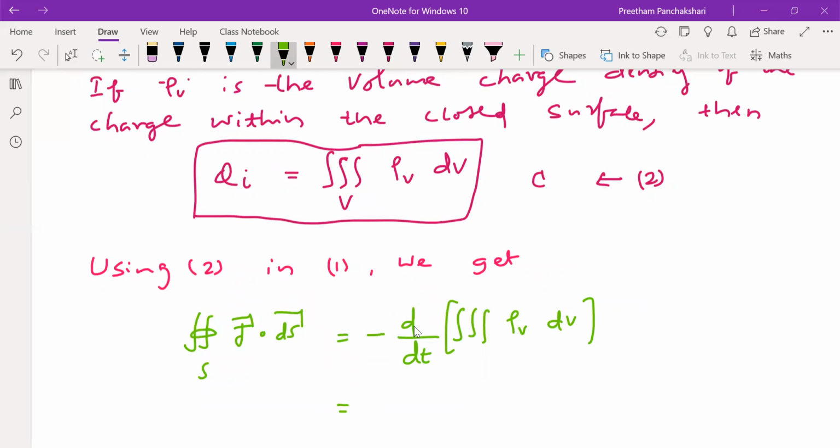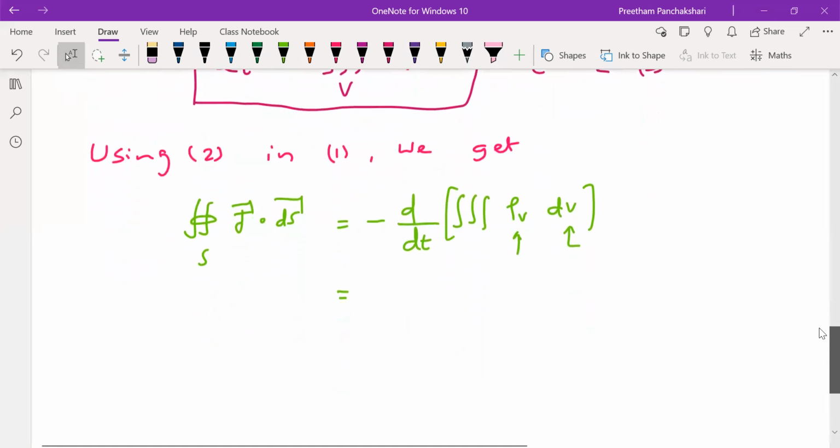But here d by dt means the variation with respect to time is happening only with respect to rho v. That means within the surface only the charge changes from time to time, but the volume does not change. We have taken a fixed closed surface which always encloses a fixed volume, so dV does not change with respect to time. What is changing with respect to time is only rho v, the volume charge. So that's why it is advisable to include d by dt to rho v, not to dv.